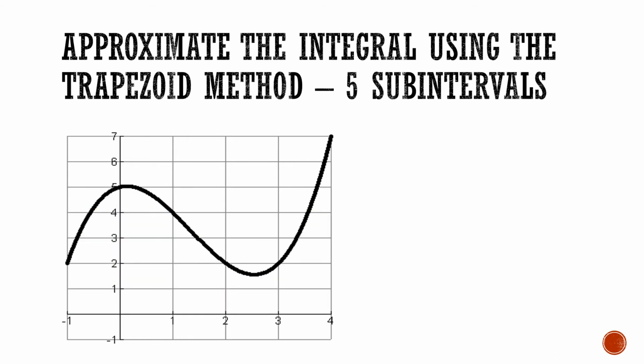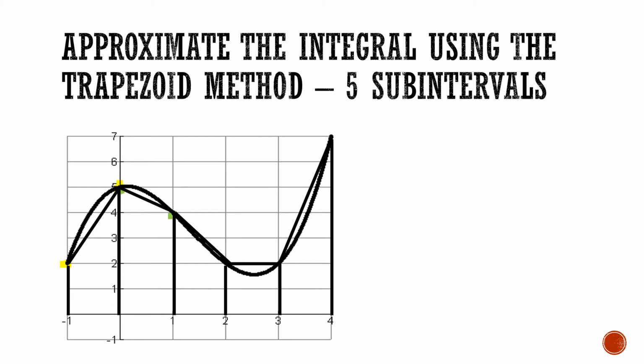All right, so next we have the same exact graph. We're approximating the integral this time using the trapezoid method, which is really my favorite method. I feel like it gives you the best approximation. We're doing 5 subintervals again, so I'm breaking it up into my 5 intervals. And then for your trapezoid method, you're going to connect your endpoints. So I'm going to connect this piece to this piece, and then I'm going to connect this piece to this piece, and so on and so forth. So I'm just going to connect all of my tops, and I create trapezoids.